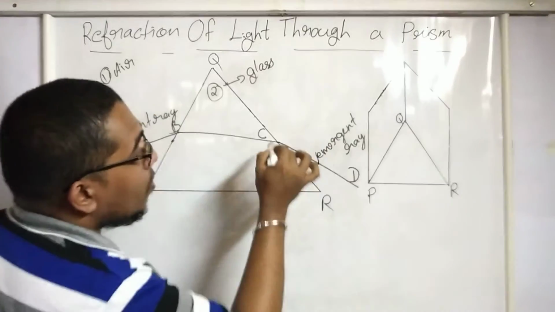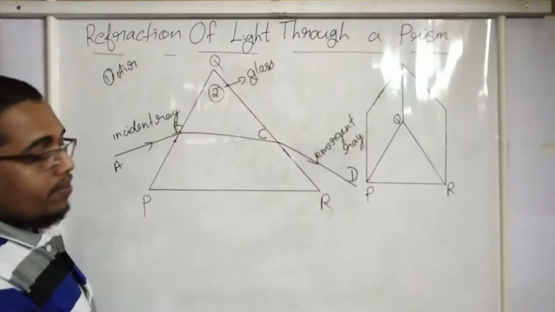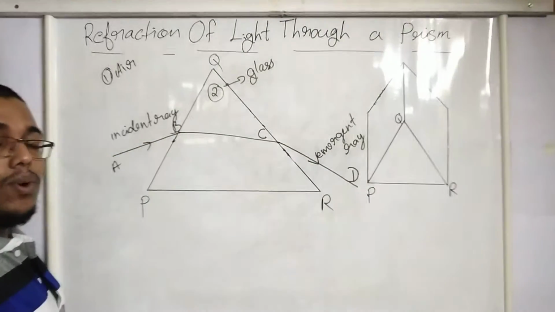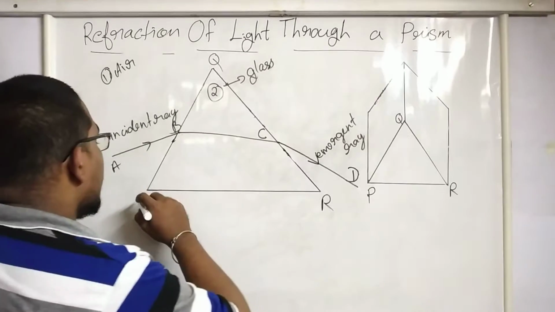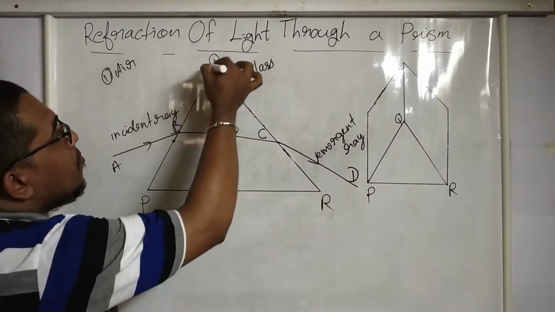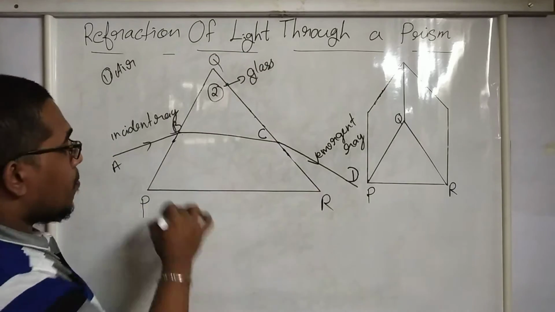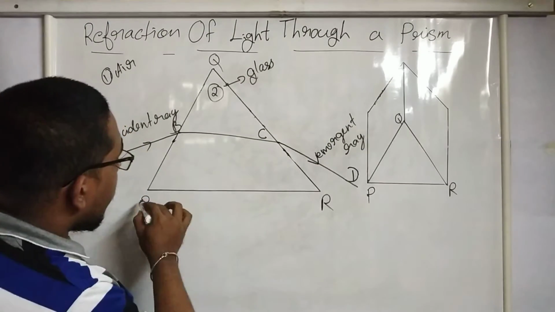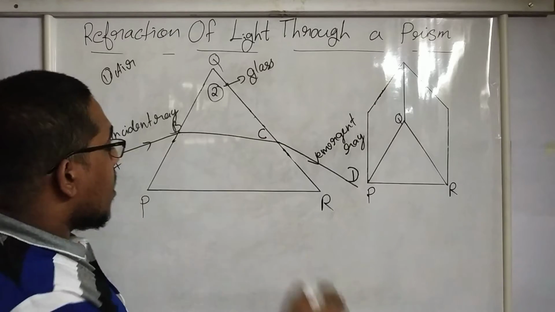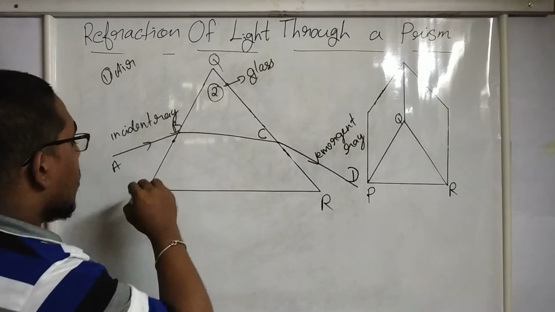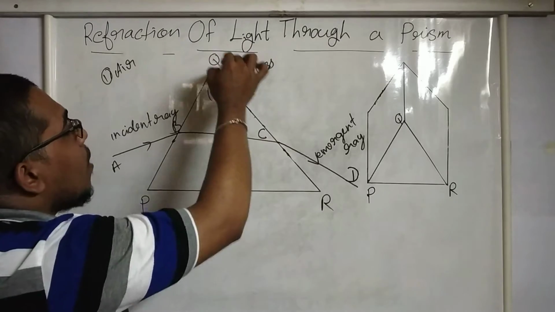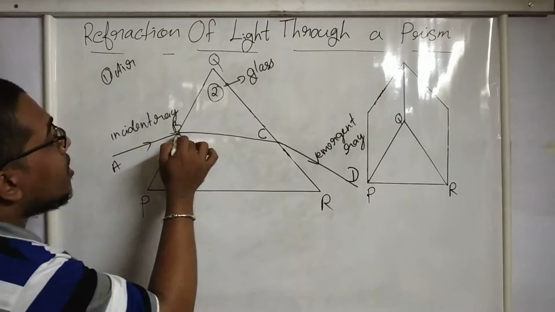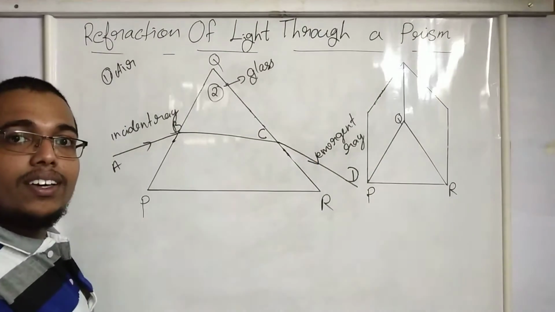From this diagram it is very clear that the incident ray AB is not parallel to the emergent ray CD. What is the reason? PQ and QR are what we call the refracting surfaces, and PR is the base of the prism, right? In this case, the refracting surfaces PQ and QR are not parallel to each other. That is why the incident ray is not parallel to the emergent ray.